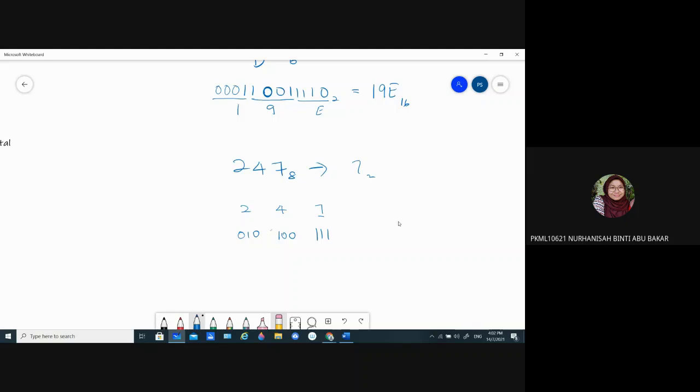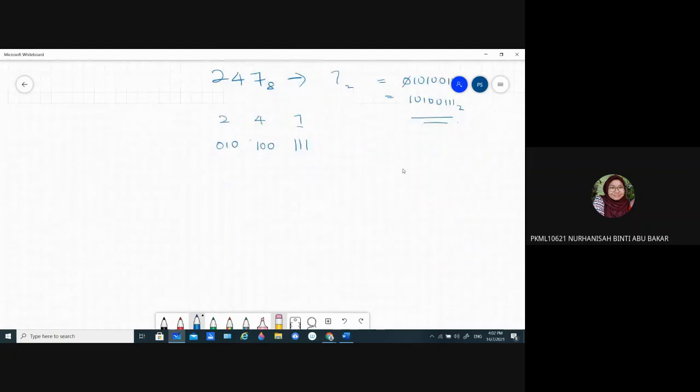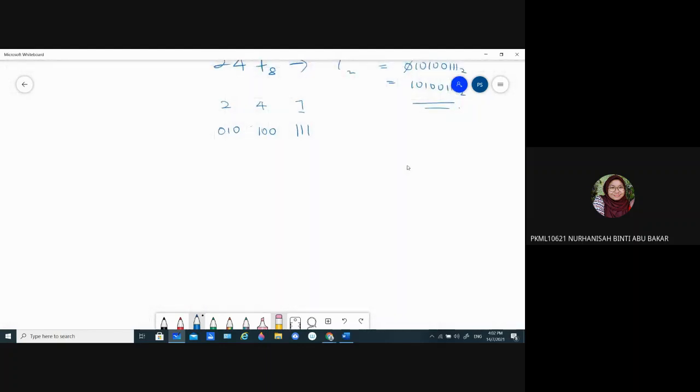Okay, correct this number. So therefore, this is equivalent to 0, 1, 0, 1, 0, 0, 1, 1, 1, 2. Or we can eliminate the 0 in the front. Okay. 2 is also the same. Okay. So from octal, we can change it to binary.